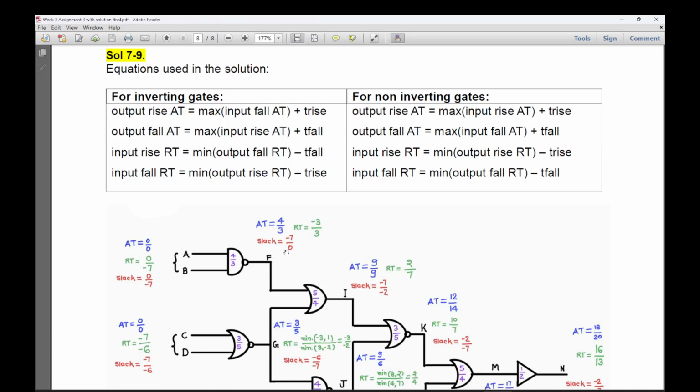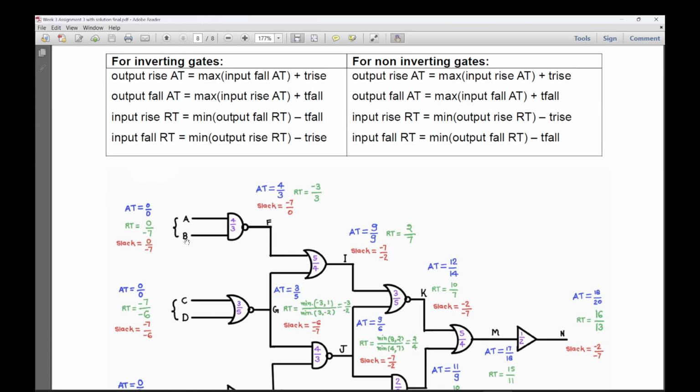I'll suggest you work from primary input to primary output, and whenever you are working that way, you will find the arrival time at each of the nodes. Then from primary output to primary input, whenever we are calculating, you will find the required time at each of the nodes. And since you know the required time and arrival time, from that you can find the slack.